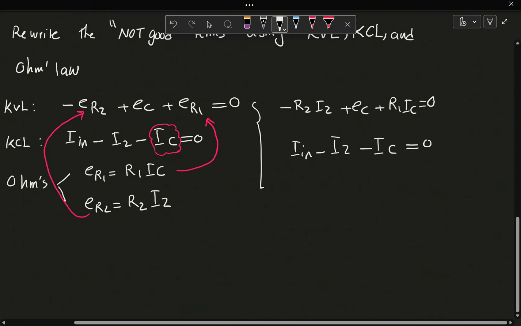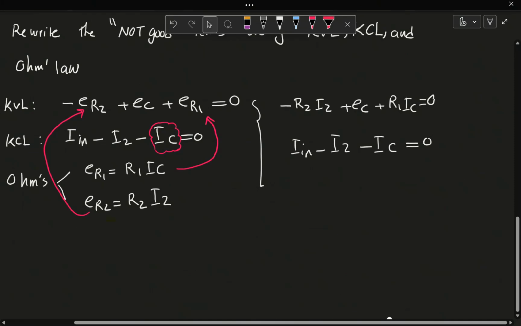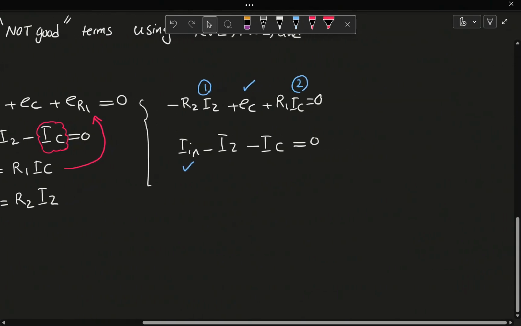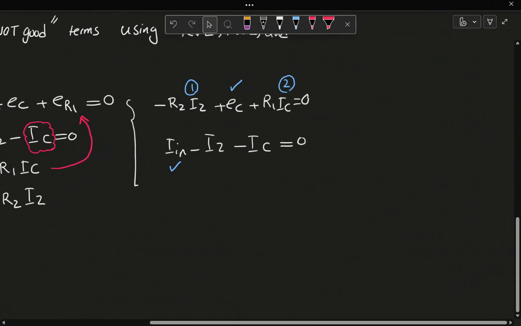You see that this is a system of equations with two unknowns. One of them is I2, the other one is IC. The rest of the things are either the inputs or your dynamic variables, which are the good things. So basically, you want to solve this system of equations for I2 and IC, in terms of your good terms.